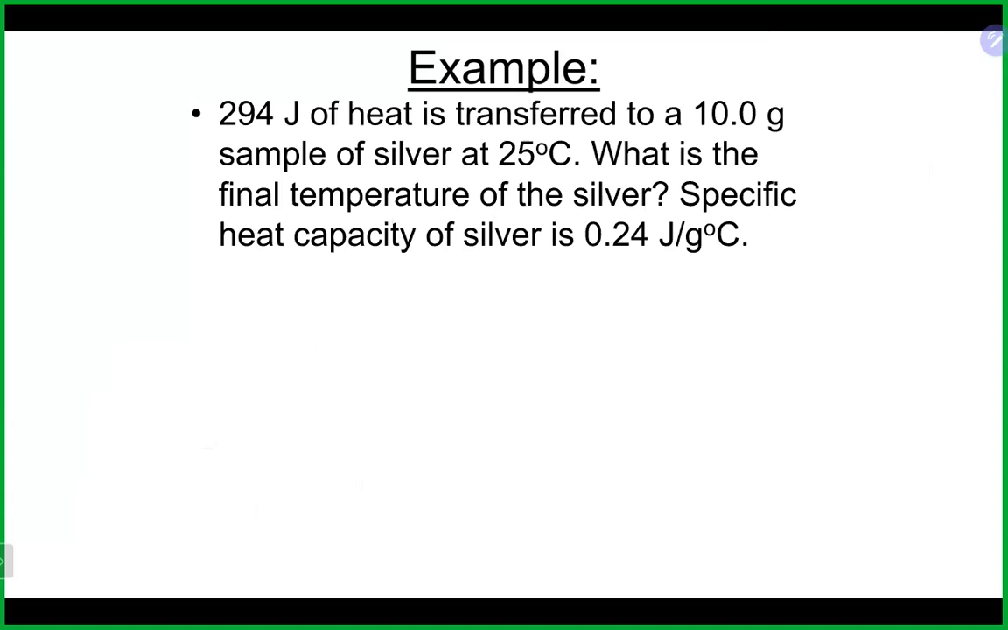All right, why don't you give this one a go? 294 joules of heat is transferred to 10 grams of silver at 25 degrees Celsius. What will be the final temperature of the silver? And the specific heat capacity of silver there is 0.24 joules per gram per degree Celsius.